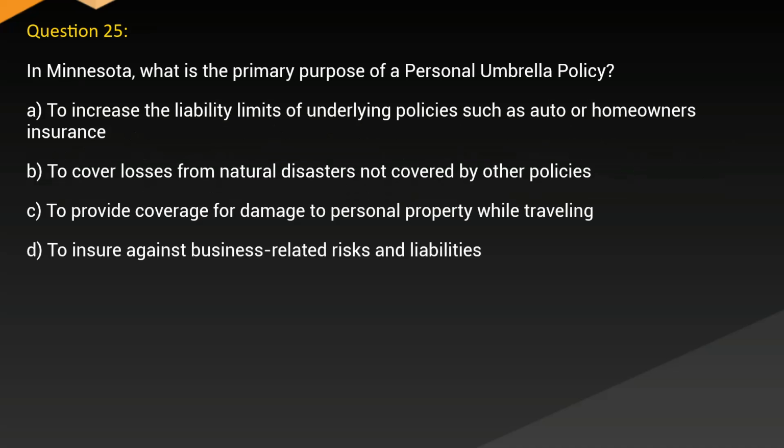Question 25. In Minnesota, what is the primary purpose of a personal umbrella policy? A. To increase the liability limits of underlying policies such as auto or homeowners insurance. B. To cover losses from natural disasters not covered by other policies. C. To provide coverage for damage to personal property while traveling. D. To insure against business-related risks and liabilities.